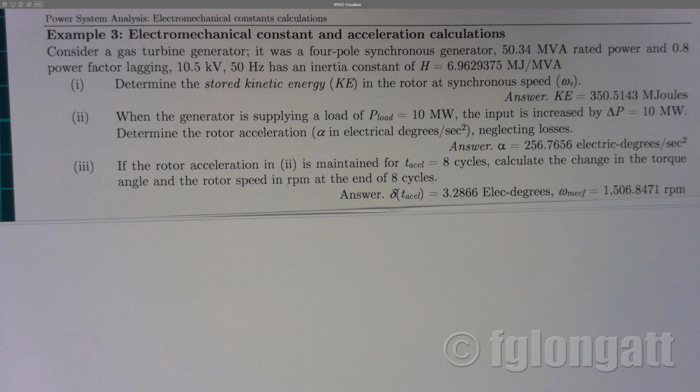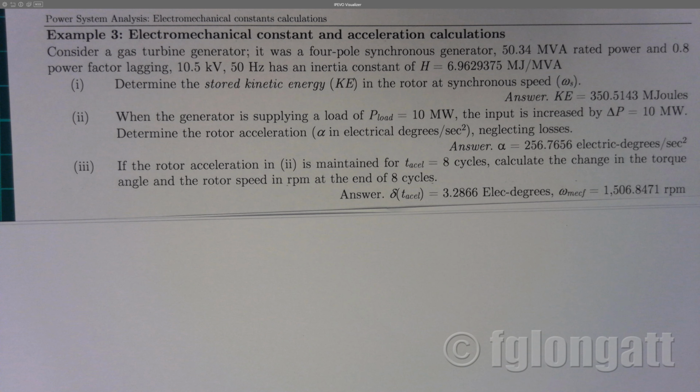I have an amazing video today, and I will be talking about the electromechanical constants that we use for analyzing power system dynamics. I will also use the swing equation for some basic calculations. The basic calculation that we are doing today is calculating acceleration and changes in the rotor angle during a disturbance. In this case, the disturbance is just a basic change in the power balance. But let's start to talk about this example.